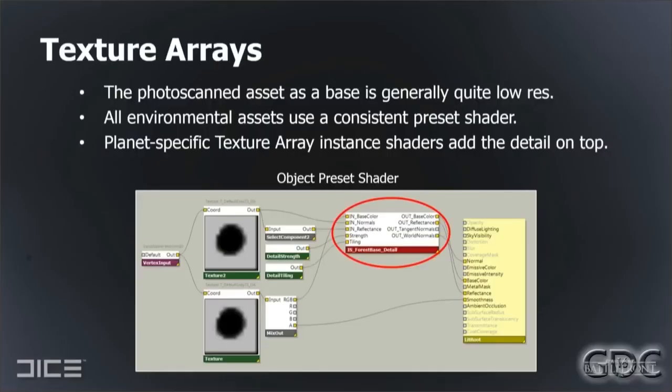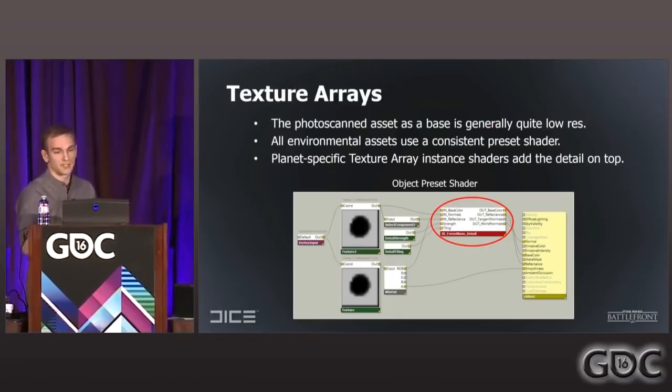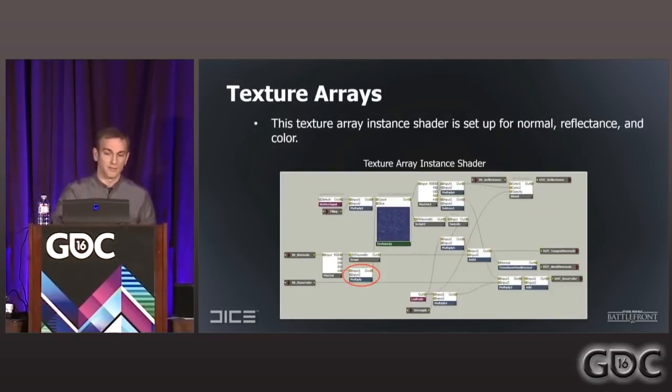Another feature we have within our engine is texture arrays. A texture array is an asset that has several textures stacked within it, within an index. Because we would opt for a lower resolution base texture, we could use these detail maps on top. Then we would have a preset shader that all environment assets would use for ease of modification. And within those preset shaders, we would have a planet-specific texture array with several detailed textures that we would use for each planet. This was basically a performance and efficiency saving thing, but that also gave us consistent quality.